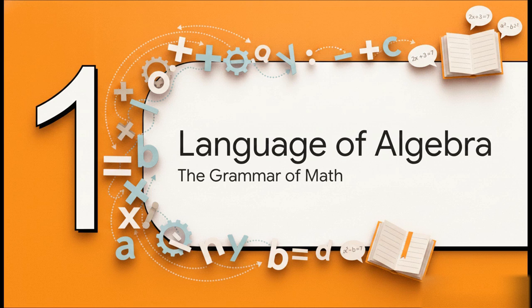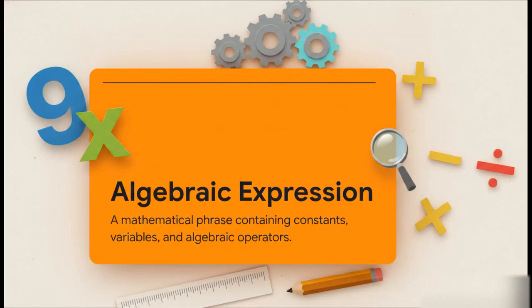All right, let's kick things off with Section 1, the language of algebra, or as I like to call it, the grammar of math. Think of algebra not as some giant list of arbitrary rules, but as a brand new language where numbers and letters combine to make mathematical sentences. So an algebraic expression is just a mathematical phrase containing constants, variables, and operators. Think of a constant as a fixed number, like 9. It never, ever changes. A variable is a letter, like X or Y. And operators? Those are just your standard addition, subtraction, multiplication, and division. When you put them all together, you get an expression.